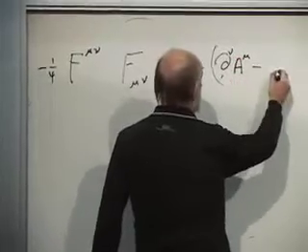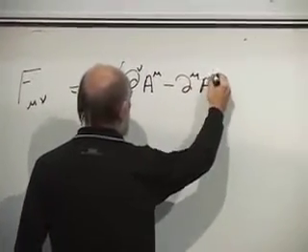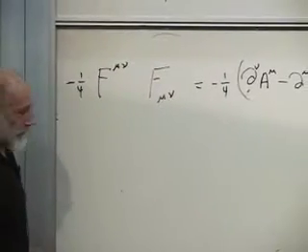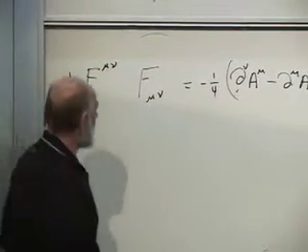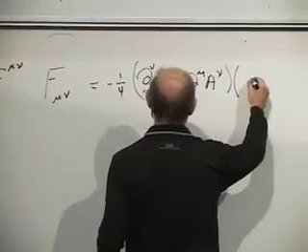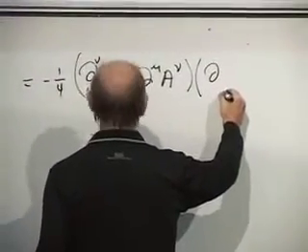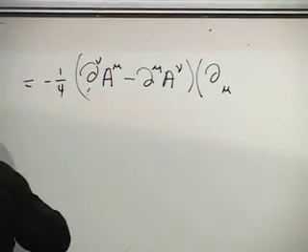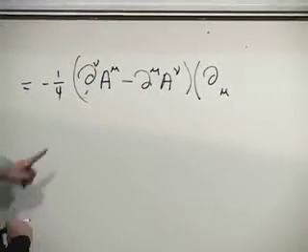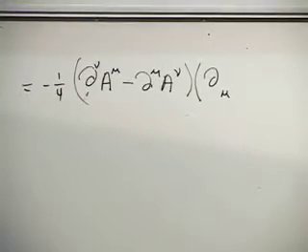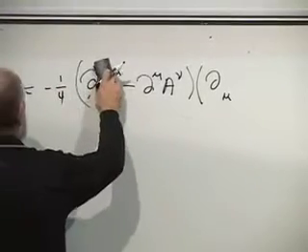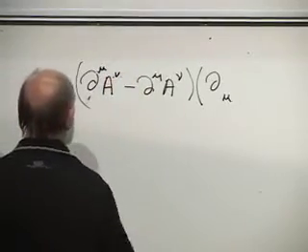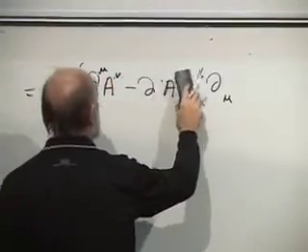Minus d mu A nu. That's the field tensor with the upstairs indices. And we multiply it by the field tensor with the downstairs indices. Do I have it right? I think I should have mu and nu. Nu and mu.